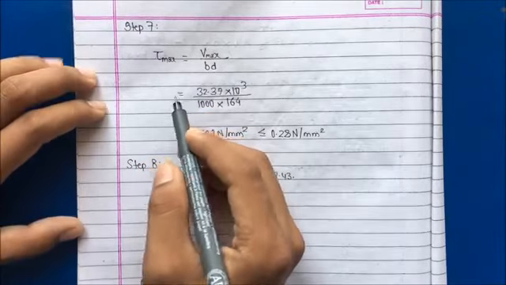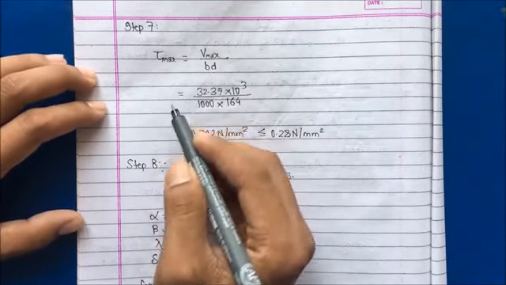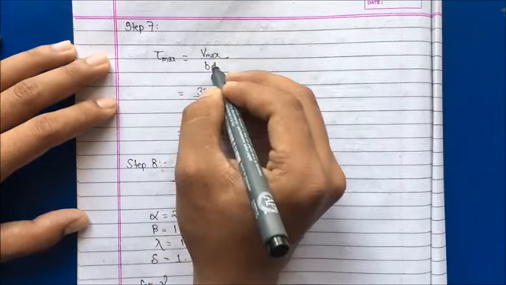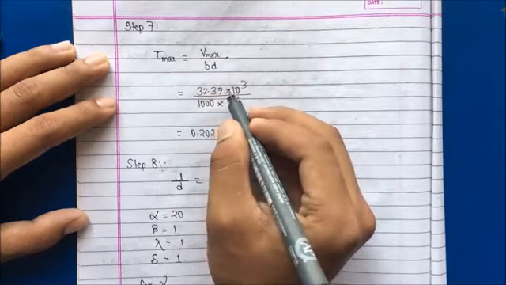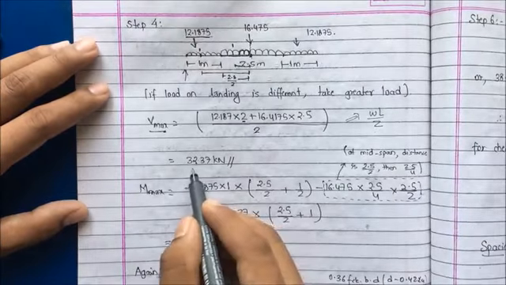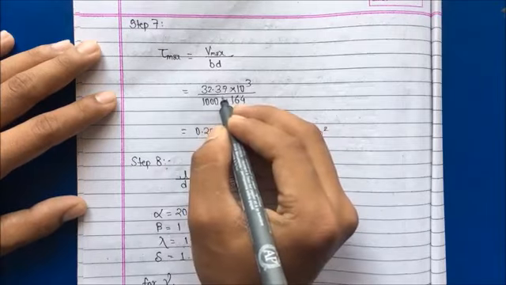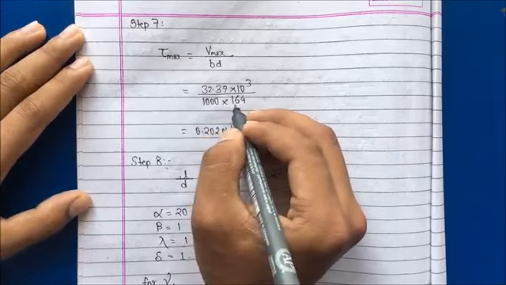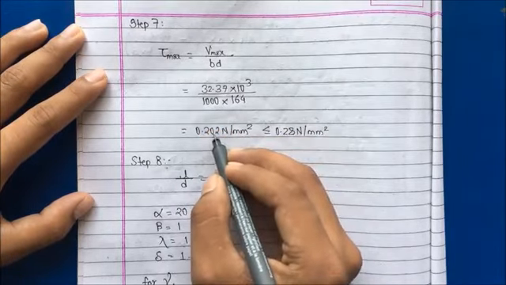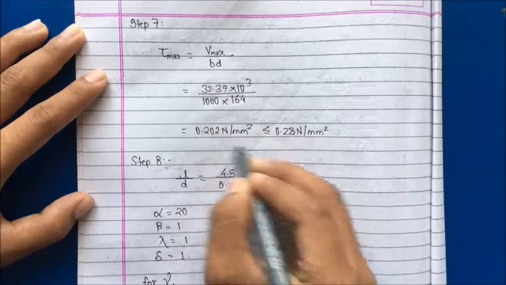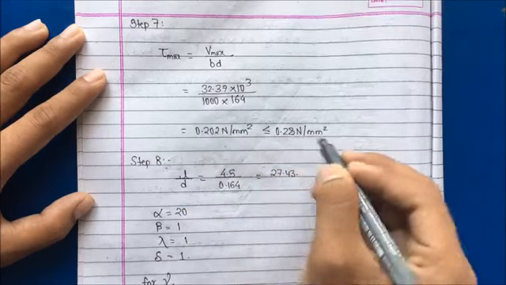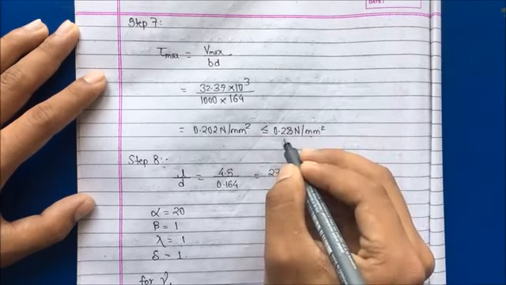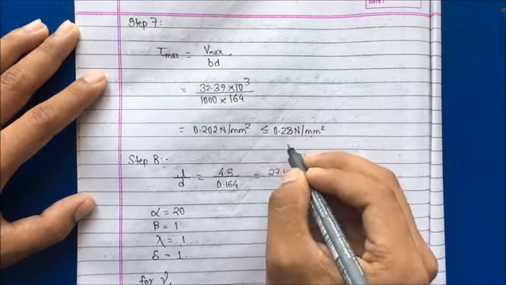Step 7, that is to check for the shear, and we have to find the shear stress acting, for which shear stress maximum is equal to Vmax by bd. We have calculated the value of shear force as 32.37 kilonewton. We get 32.37 into 10 to the power 3 divided by 1000 into 164, and this comes to 0.202 Newton per mm square, which is less than or equal to 0.28 Newton per mm square. This is also from the code. This is the minimum shear strength of concrete for M20 grade.